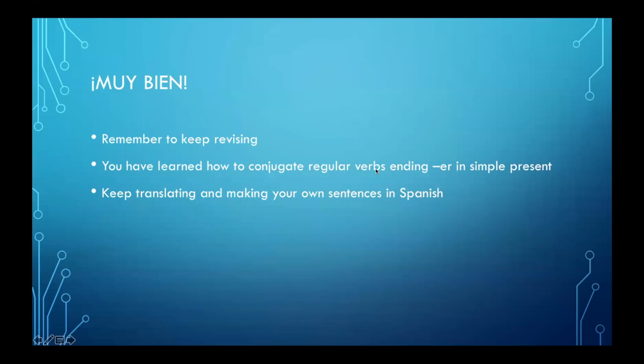So, muy bien. Remember to keep revising, and you have learned how to conjugate regular verbs ending ER in simple present. Finally, keep translating and making your own sentences in Spanish.